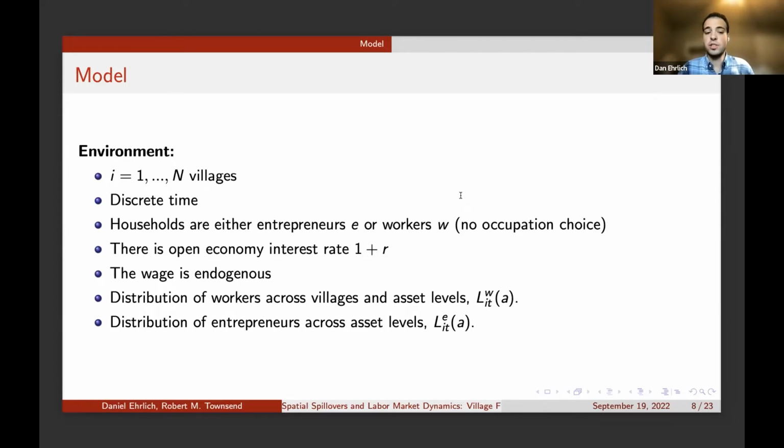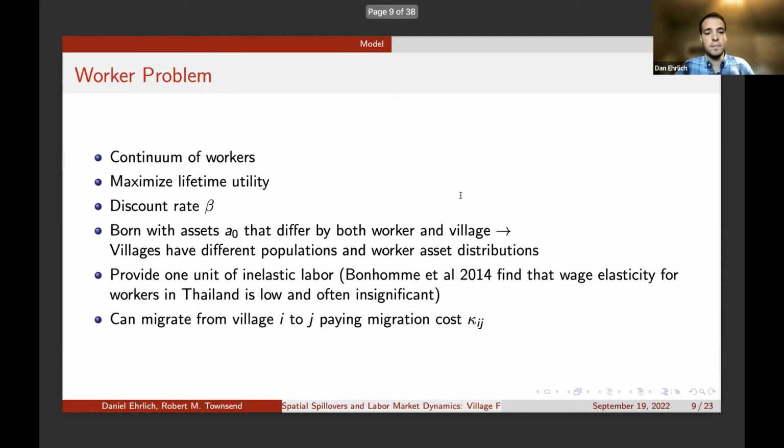And we're going to have similar distributions of entrepreneurs across asset levels and villages, which we're going to denote with an LE. So to start off, we're going to start off with a worker problem. We're going to have a continuum of workers in the economy who maximize lifetime utility. They're going to discount time at rate beta. And they're born with different levels of assets, A0, that differ by both worker and village.